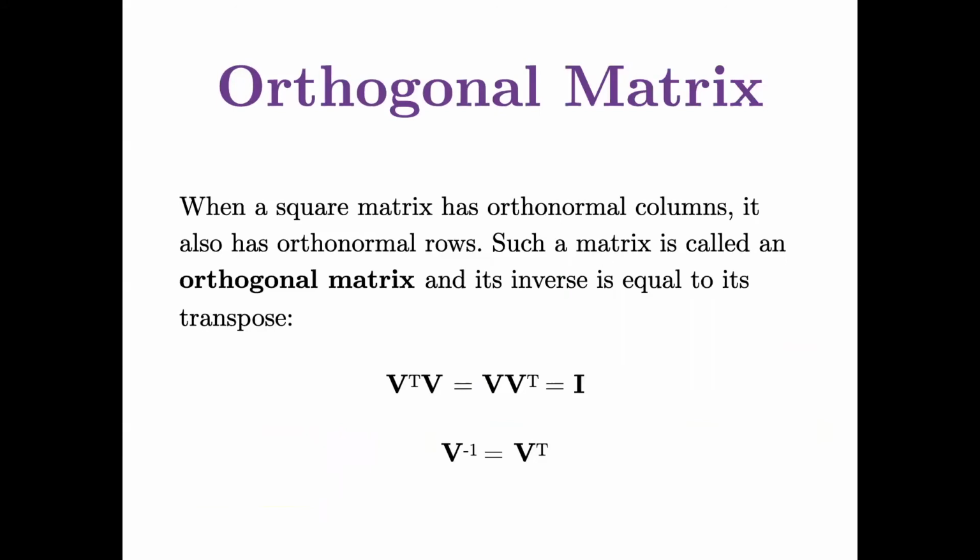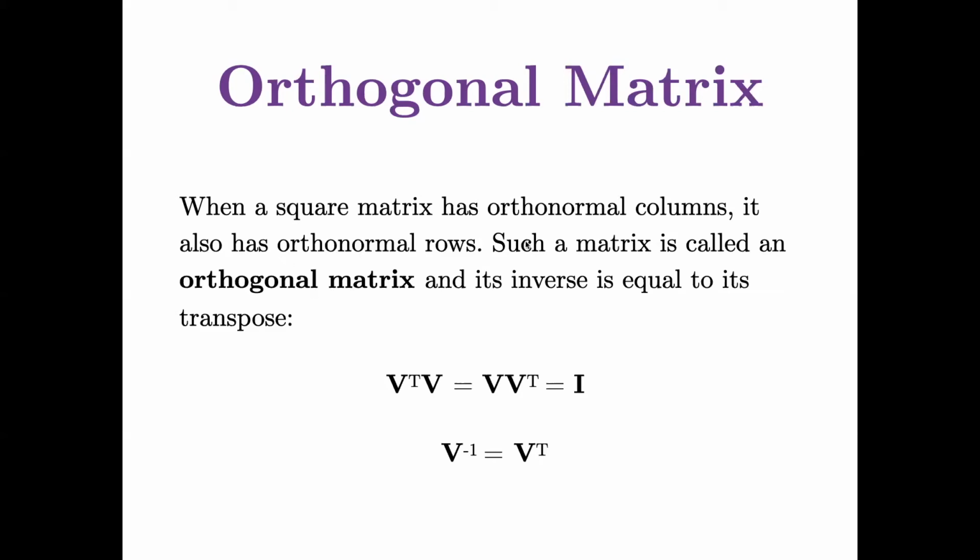When a square matrix has orthonormal columns, it also has orthonormal rows. And such a matrix is called an orthogonal matrix. Now, I don't know who decided to call this an orthogonal matrix rather than an orthonormal matrix. I rather wish they had called it an orthonormal matrix. It would make it easier for myself and my students to remember that. But the definition is an orthogonal matrix.